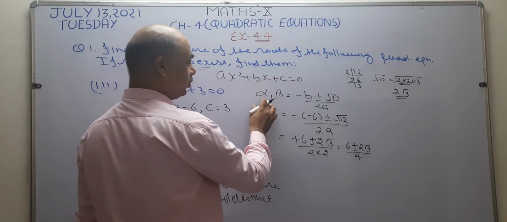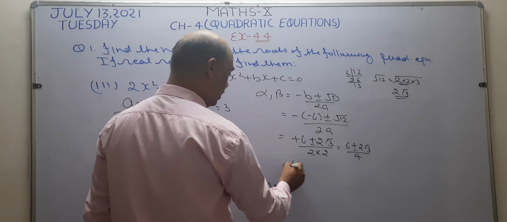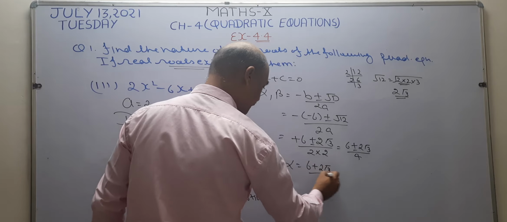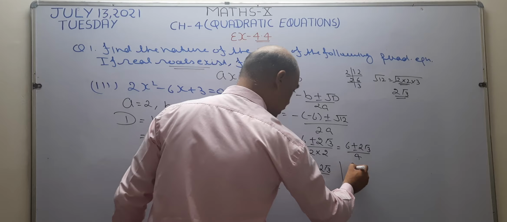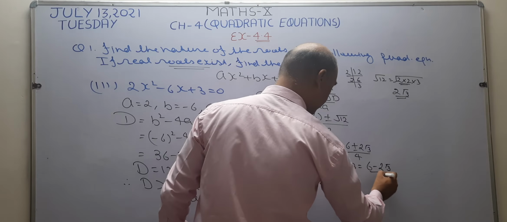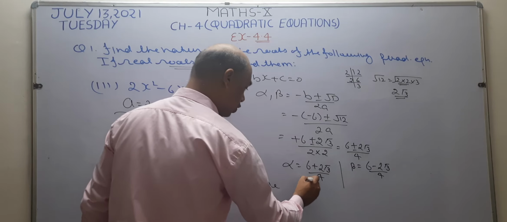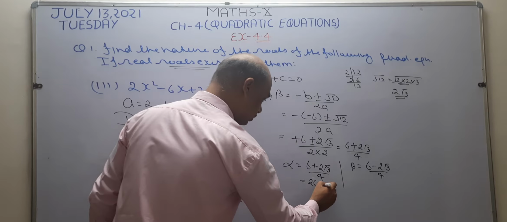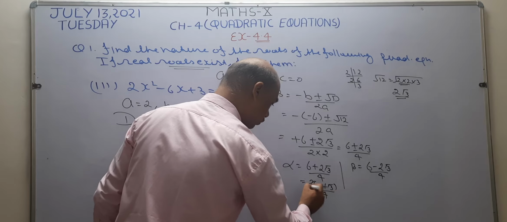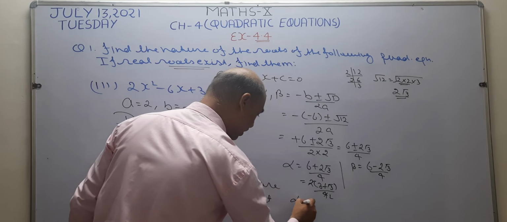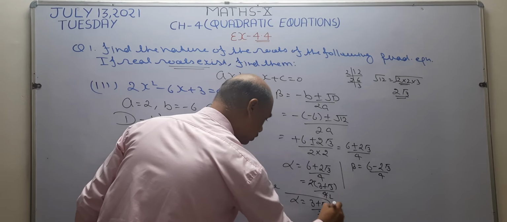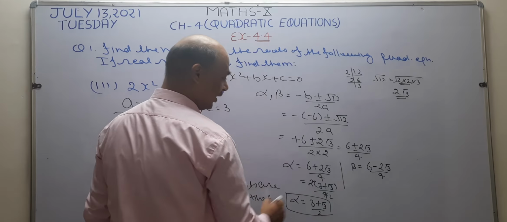Okay. Now I want to find the value of alpha. For alpha, I want to take the positive sign between them. For beta, I want to take the negative sign between them. Now, what is common in the numerator? 2 is common. 3 plus root 3 upon 4. 2 1s are 2, 2 2s are 4. Final answer of alpha becomes 3 plus root 3 by 2.